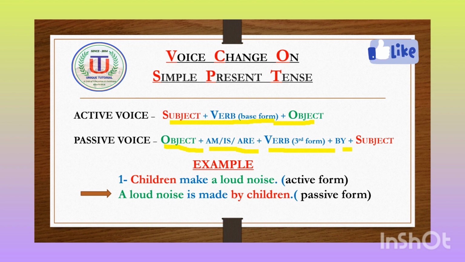Here is an example for you. Children make a loud noise. This sentence is in active voice. The doer of the action is the children, so the sentence is in active voice. So according to the structure in passive voice, the object will come first, that is a loud noise. Then am, is, are. Is will be placed. Then verb in third form. Third form of make is made. Then after placing by, the subject will be placed. So the sentence will be: a loud noise is made by children.